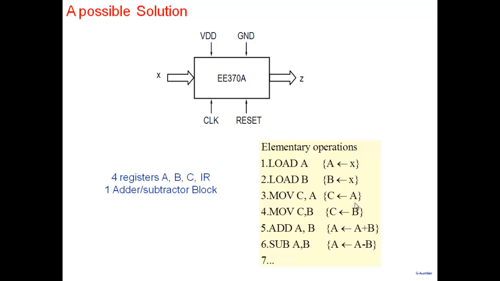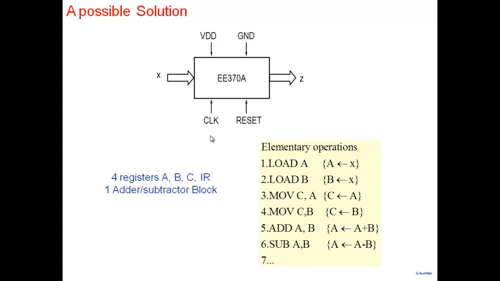I can move things around inside my register. And I can also add things up. I can add up the contents of these 2 registers, A plus B, and put the result back in A. I can subtract the contents of A minus B and put the result back in A. And I can think of some more elementary operations here. So what I'm going to do is design my IC such that it's capable of doing these elementary operations.